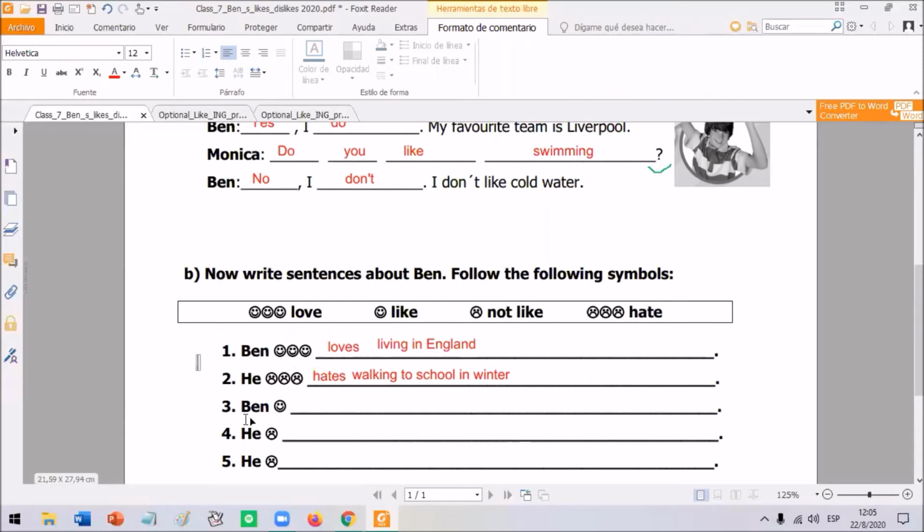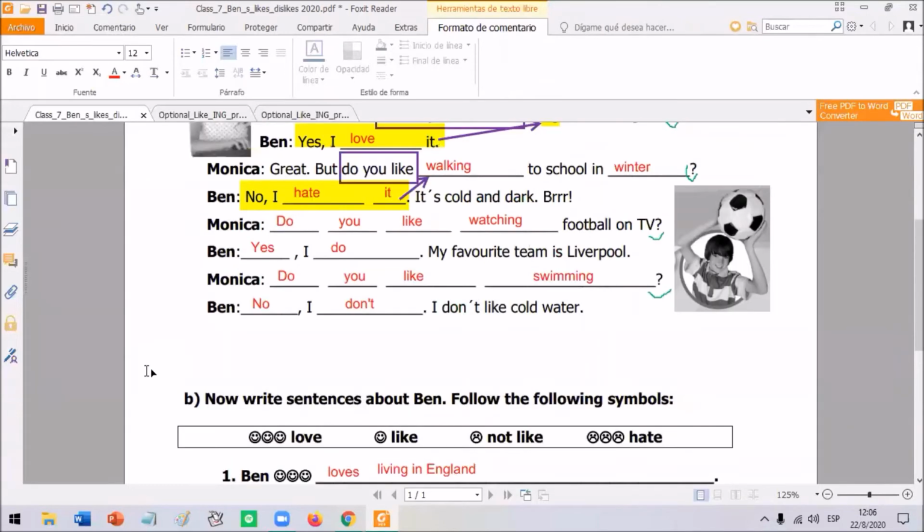Look at number three. Ben, okay, one smiley face. Look, the action here is like. So, what do I write first? ¿Qué es lo primero que tengo que poner según esta carita? Y lo que vimos en los ejemplos de arriba. Can you write it on the chat? Yes, very good. Ben likes. The action like with S. Ben likes what? What does he like?